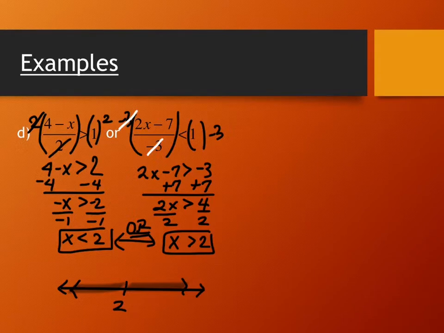But where am I not allowed to be? At 2. So my interval needs to have those parentheses present at 2. Does it look a little weird? Yeah, it looks a little bit weird. But it's correct. Any value but 2 in this case is correct. If I were looking at the interval for this, it would be negative infinity to 2, and I would have 2 to infinity, like this.